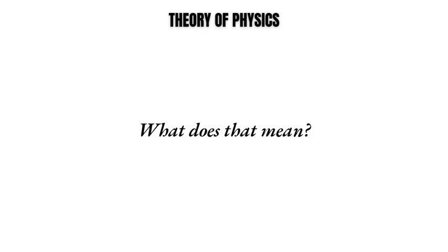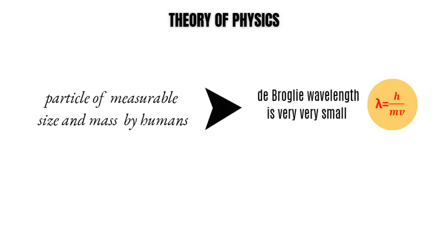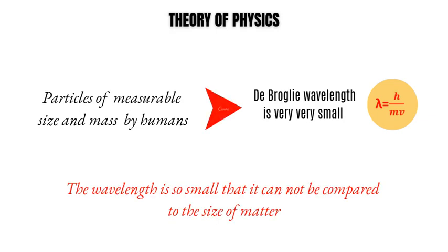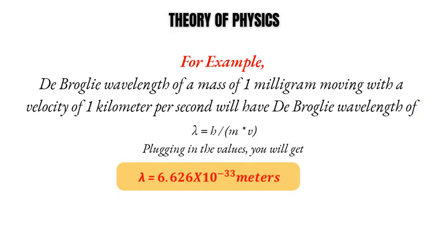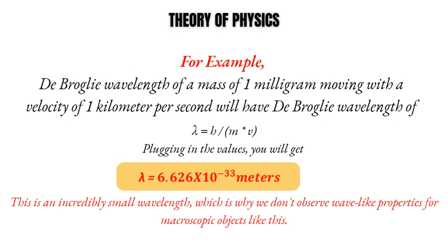What does that mean? When the size and mass of the particle is measurable by humans, the de Broglie wavelength lambda equal to h upon mv is so small that, forget measuring the wavelength, it is beyond the perception of a human being. For example, the de Broglie wavelength of a particle of mass 1 milligram moving with a velocity of 1 kilometer per second is approximately 6.6 × 10^-33 meters. This is an incredibly small wavelength, which is why we don't observe wave-like properties for macroscopic objects.